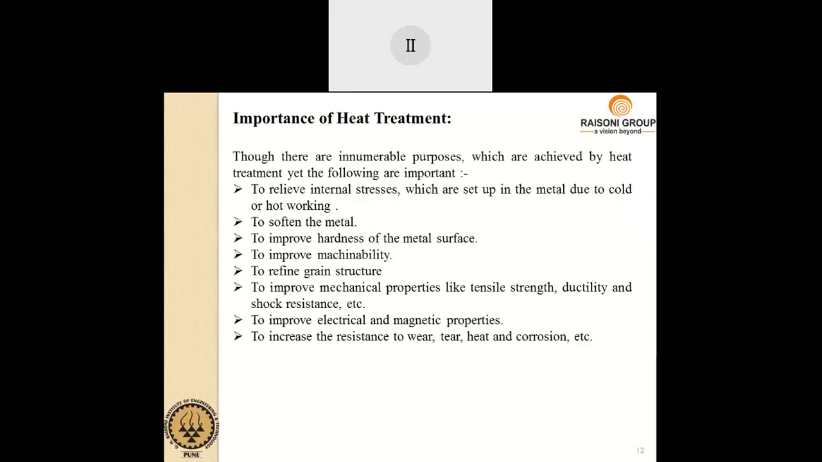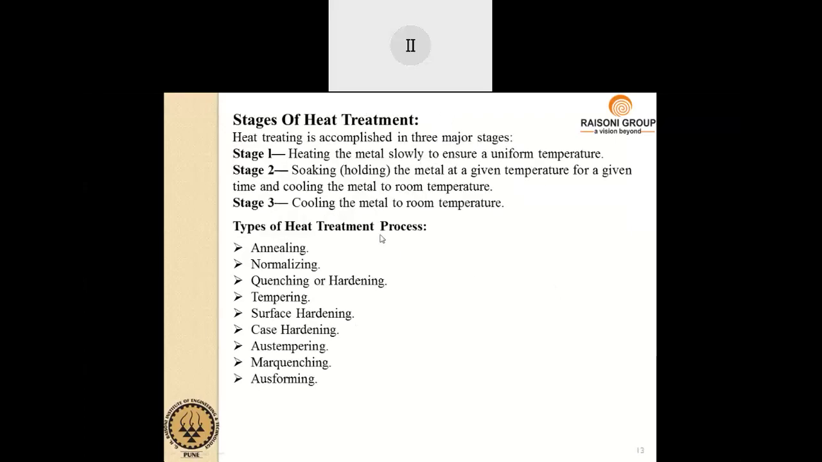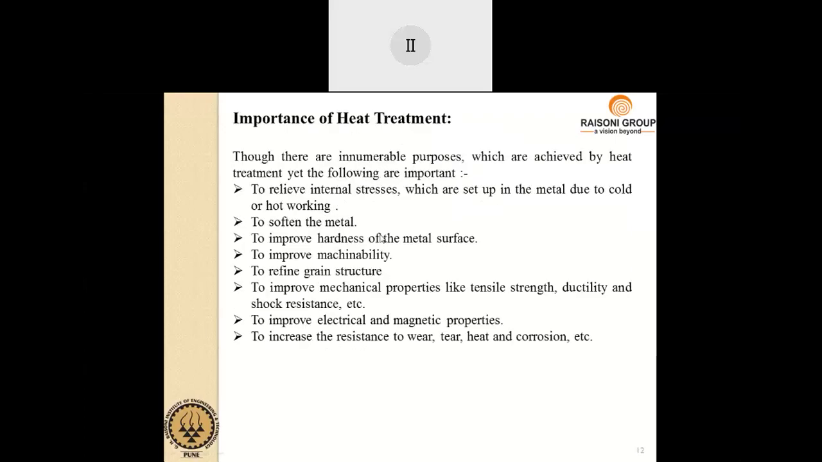So I just gave the example of tensile strength. Generally, if you want to increase the tensile strength, grain size should be minimum. If you want to reduce the grain size, you have to increase the cooling rate.